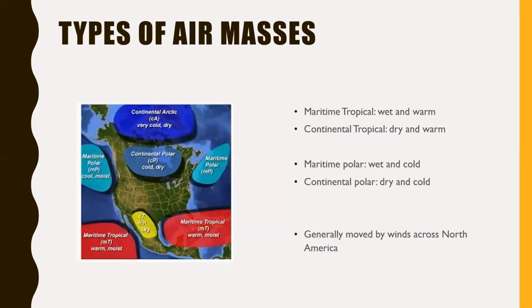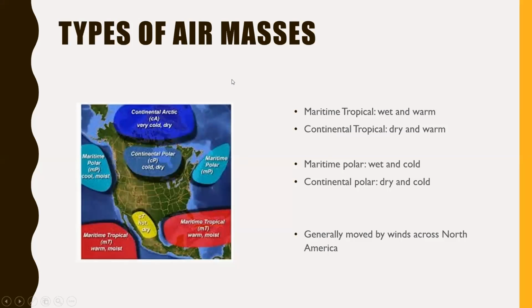So the four types of air masses in North America are maritime tropical, continental tropical, maritime polar, and continental polar. So you can notice over here in this picture where most of these air masses start. That doesn't mean that's where they stay. Air masses move, but this is where they're coming from.